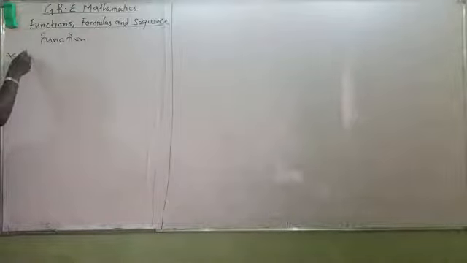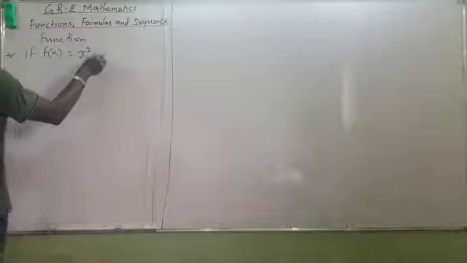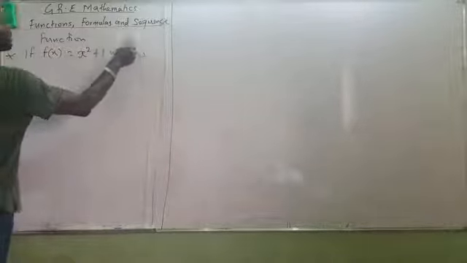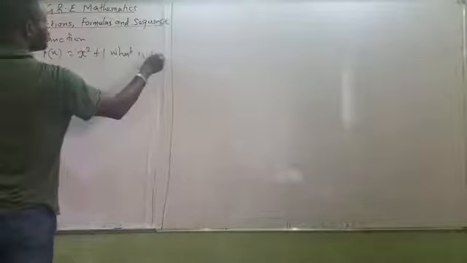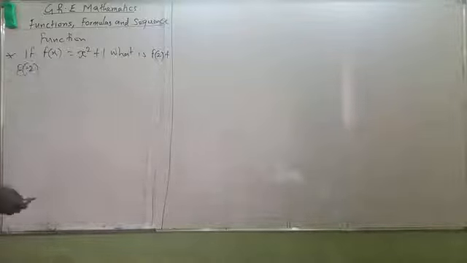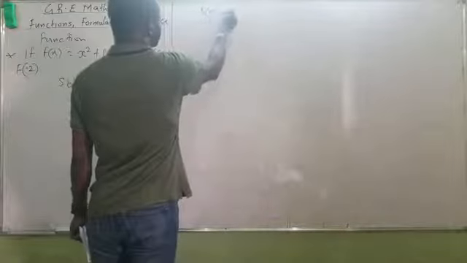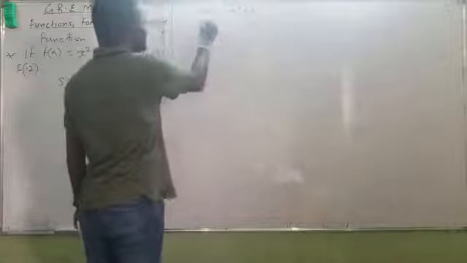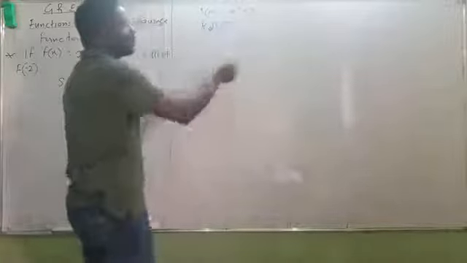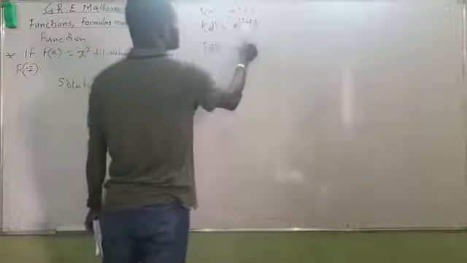The question says that if f of x equals x squared plus 1, what is f of 2 plus f of minus 2? Now look at this, it's very simple. Note this: if somebody is asking me f of d squared plus 3, then f of d will be d squared plus 3. Now if it is f of x, it will be x squared plus 3.